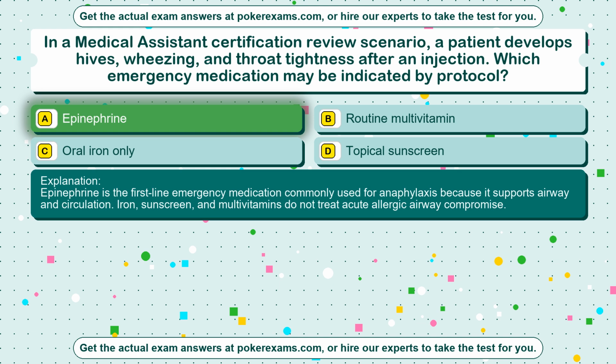Epinephrine is the first-line emergency medication commonly used for anaphylaxis because it supports airway and circulation. Iron, sunscreen, and multivitamins do not treat acute allergic airway compromise.